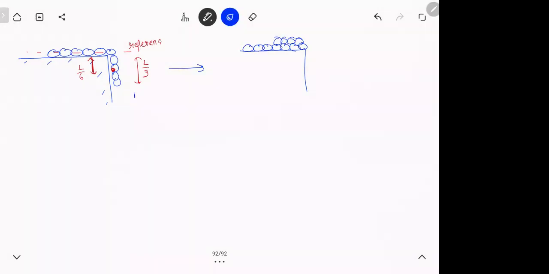What is the mass of this hanging part? M by 3. So what is the potential energy? Mass M by 3, gravity, minus L by 6. It is below the reference line. Finally, when it is here, what is the potential energy? 0, because it is passing through the reference line. We are neglecting the height of the chain. This is final, this is initial.